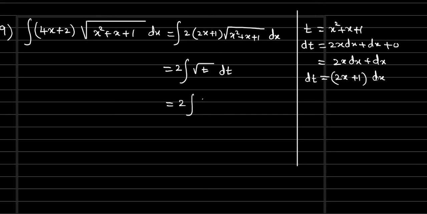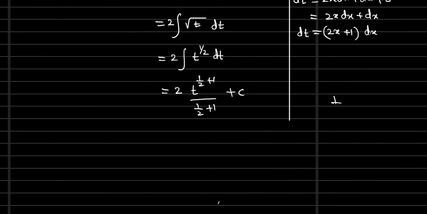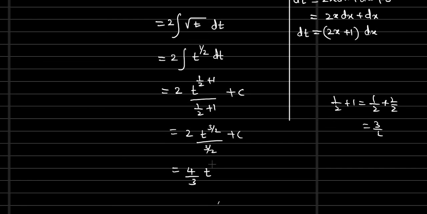So square root basically means what? It's power 1 by 2. Now using x power n, we can proceed with the integration. t power 1 by 2 plus 1 by 1 by 2 plus 1. Integration is done. Now plus c. 1 by 2 plus 1 is what? 1 by 2 plus 2 by 2. We are getting 3 by 2. So 2 t power 3 by 2 by 3 by 2 plus c. The denominator's denominator, take it to the numerator, 2 into 2, 4. So 4 by 3 t power 3 by 2 plus c.